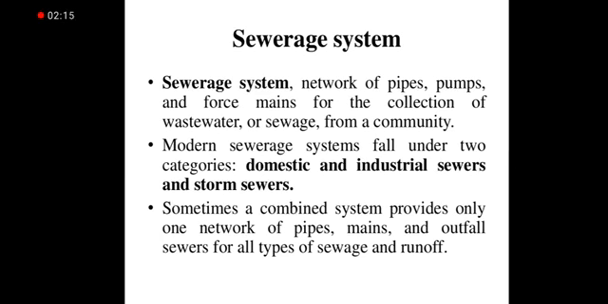Sometimes a combined pipe provides only one network of piping. When we have a huge quantity of sewage, it can be provided in a combined system, where we can use industrial, domestic as well as rainwater in the same pipeline. That pipeline is called a combined sewer line.